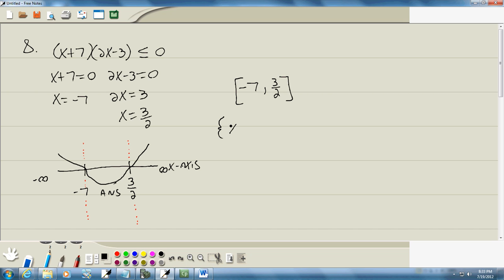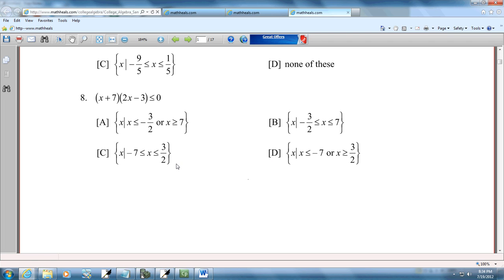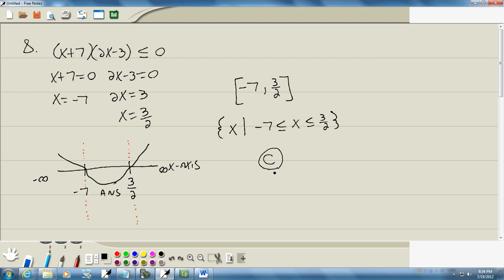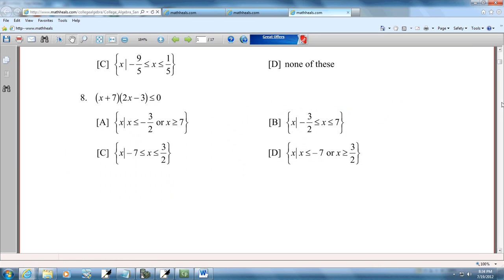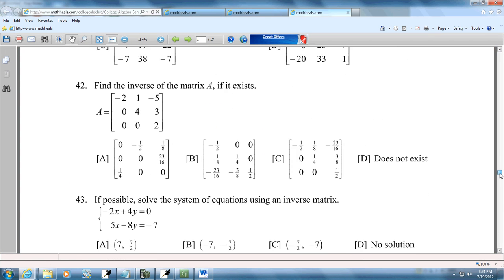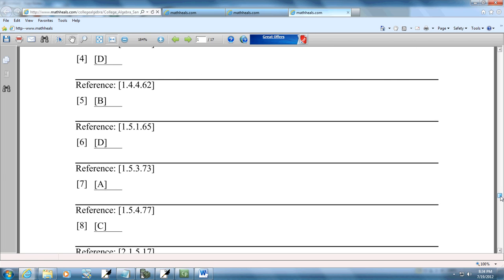So I'll put curly brackets x such that negative 7 less than or equal to x less than or equal to 3/2. And then closing curly bracket. Brackets are always less than or equal to's. And when you got between two numbers like that, it's always this form. Smaller number here, larger number here, x in the middle. This vertical bar reads such that. So let's see which one it matches now. Looks like C. C is our answer. So let's go C. 8C. And that checks.